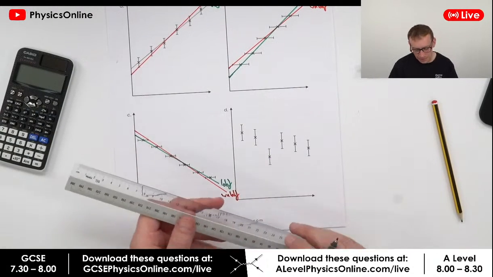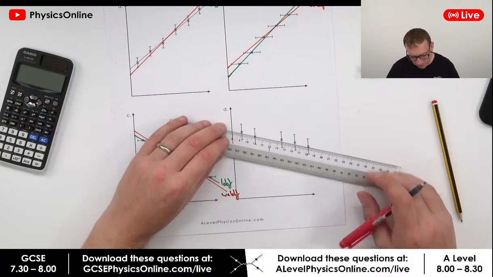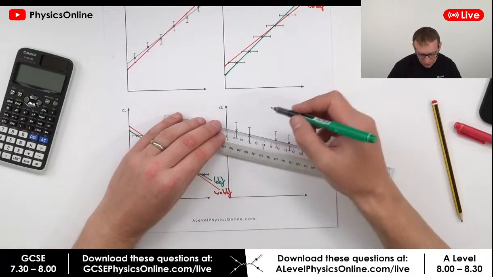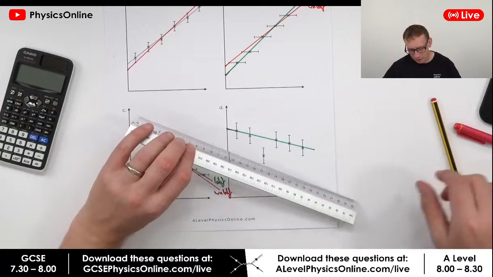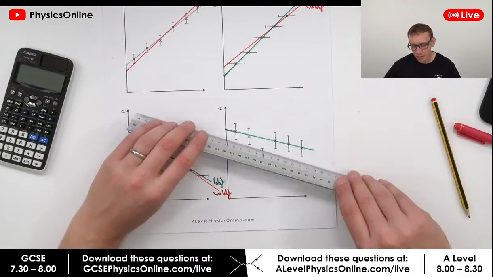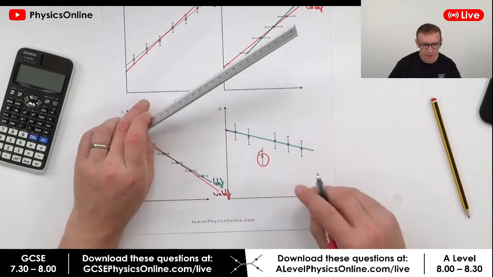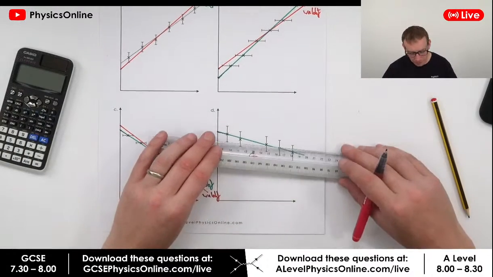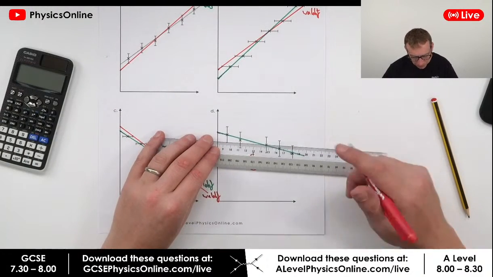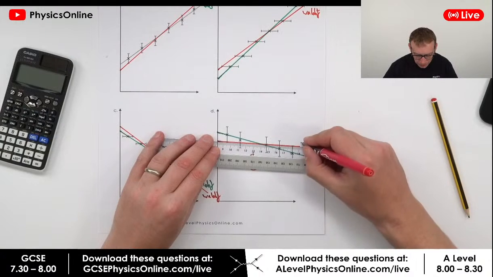Now for this one, if I put in my line of best fit, it's going to go through the data like this. There's no line that goes through all of those error bars, and the reason for that is we have an anomalous result down here. So we're just going to ignore that like you would normally, and I'm just going to go for a worst acceptable line like this.